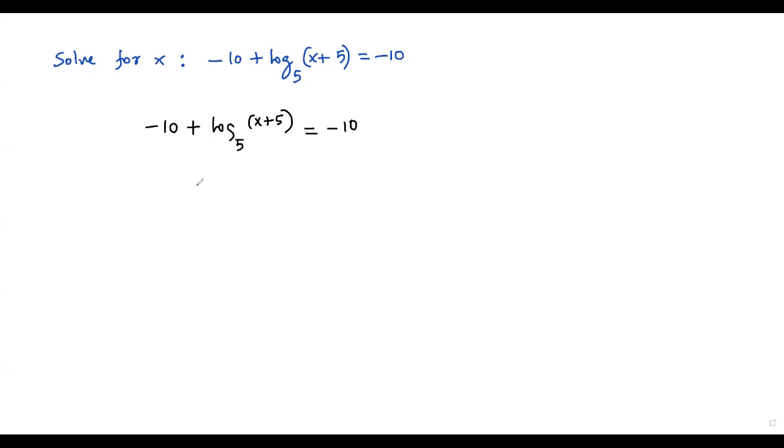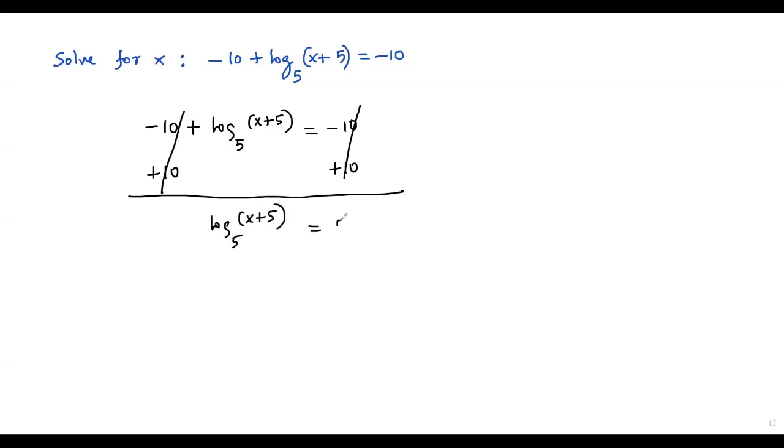Okay, to solve for x in the given logarithmic equation, first I have to isolate the logarithmic part. So for that I have to get rid of this negative 10. To get rid of this negative 10, what I need to do is add 10 to both sides. When I do so, the negative 10 and positive 10 will cancel, the same over here. Now I'm getting log of x plus 5 to the base 5 on the left side. On the right side, we have 0.